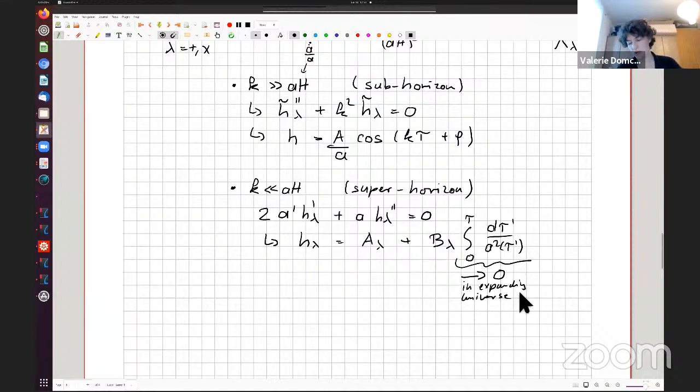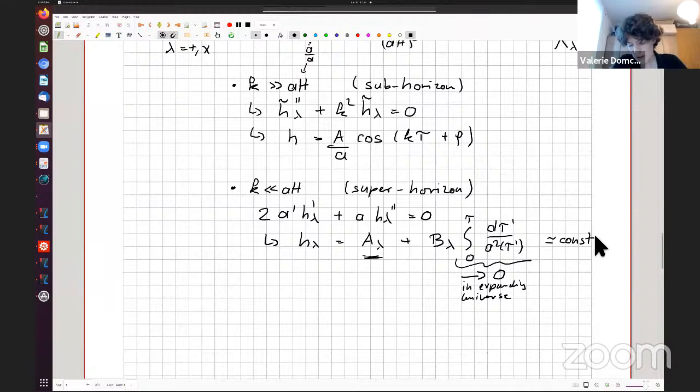Okay, so this is true for all the phases of the universe that we know. This is true during inflation. This is true during matter domination. This is true during radiation domination. This is true during CC domination. So after some time, you can forget about this term, and all that you are left with is this term, which was just an integration constant. And this integration constant is in particular constant.